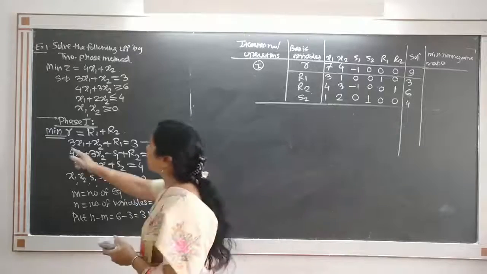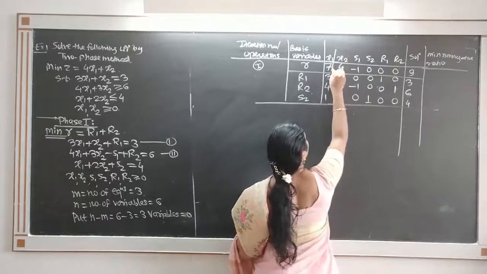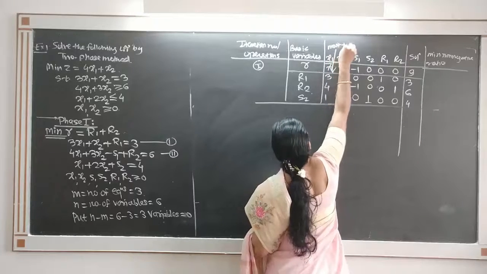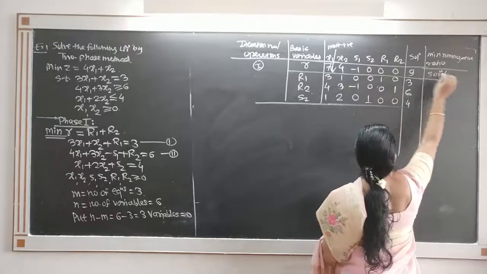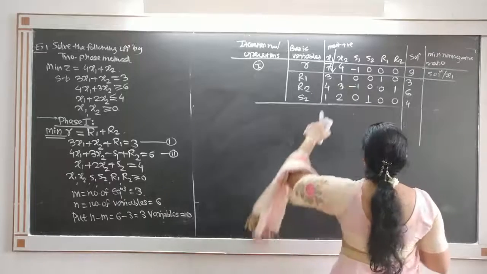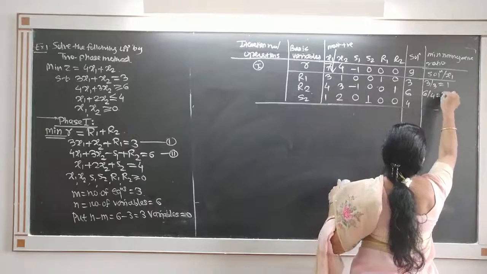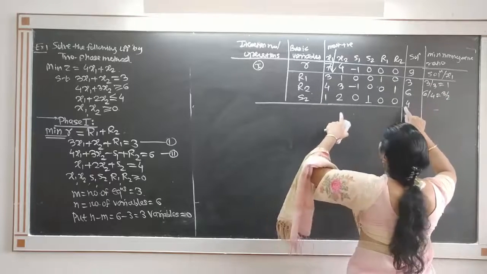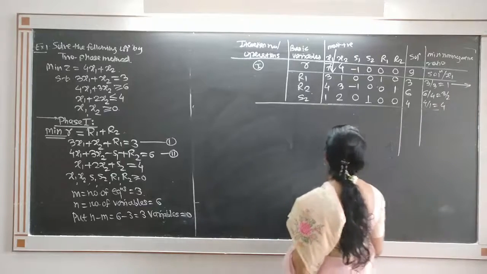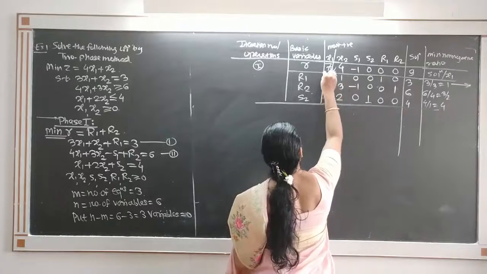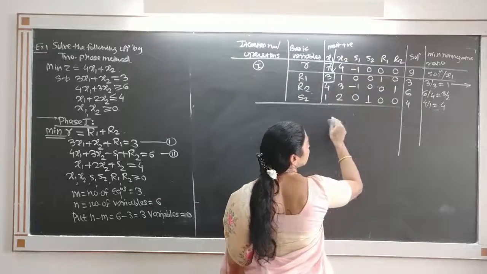Because our problem is minimization of R, we have to find the most positive element, and the most positive is 7. So the pivot column is x1. Solution upon x1 column: 3 by 3 equal to 1, 6 by 4, that is 3 by 2, 1.5, and 4 by 1 equal to 4. Minimum is 1. Therefore, the pivot element is 3. In the next table, r1 leaves the solution and x1 enters the solution.